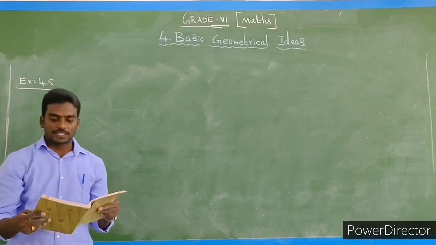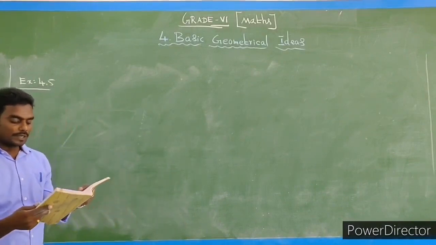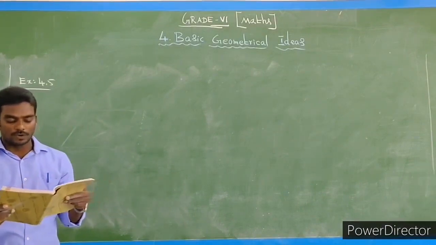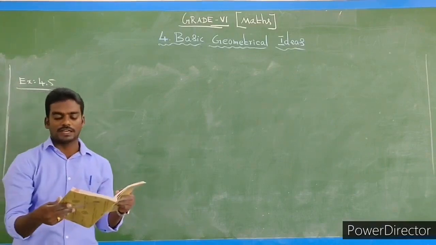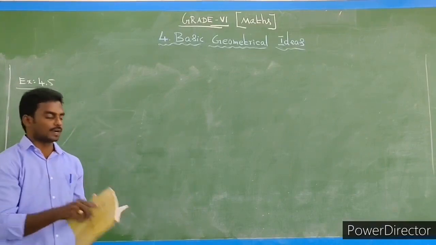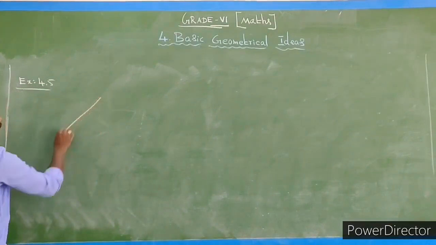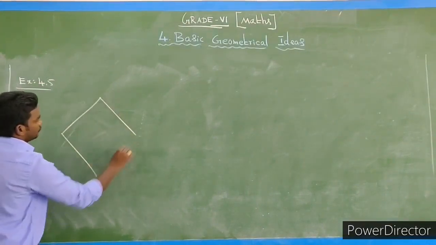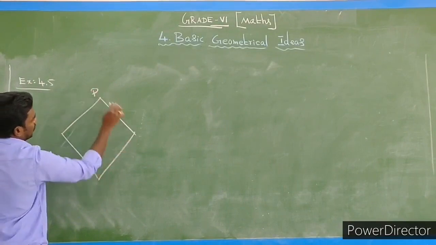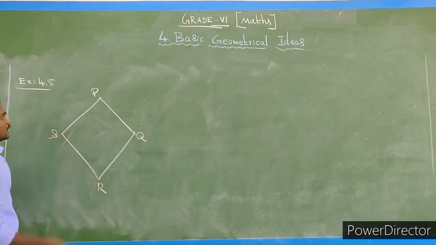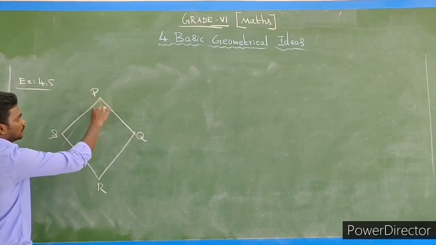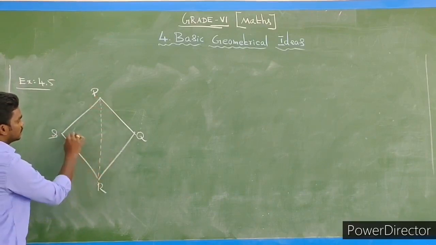So now see our exercise 4.5, first question. Draw a rough sketch of the quadrilateral PQRS. Draw its diagonals. Name them. Is the meeting point of the diagonals in the interior or exterior of the quadrilateral? First we have to draw a rough sketch of the quadrilateral PQRS. So we have to draw the diagonals. How many diagonals? Just two diagonals.